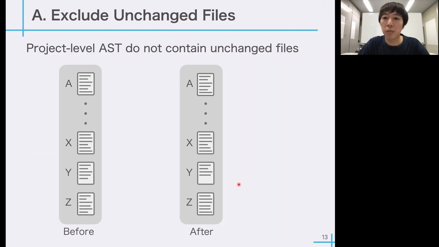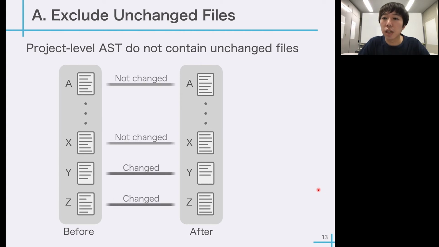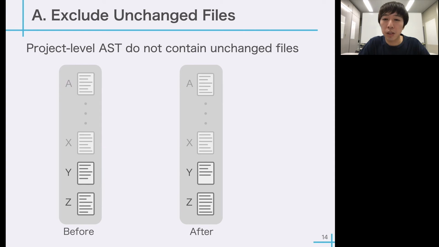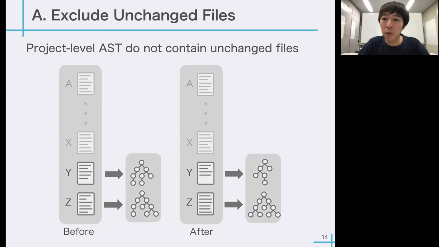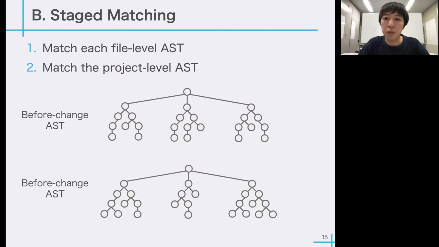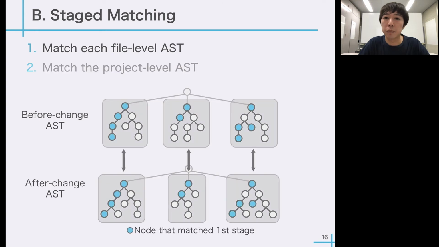Before constructing a project-level AST, we compare the contents of each file included in the project. If the content of a file is the same between before and after the change, the file is not included in the project-level AST. At one change, only a part of the files in the project are changed, so this strategy leads to reducing calculation time dramatically. Staged matching is to avoid false detections.